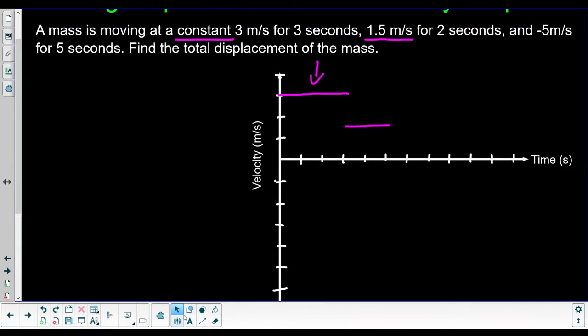Okay, so we're going to go down here to -5. 1, 2, 3, 4, 5. Come over here. And we're going to go horizontally for 5 seconds. So 1, 2, 3, 4, 5. And here's our graph. We can put these little dashed lines just so we know everything lines up. Okay.